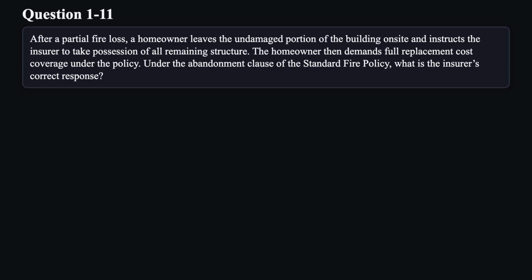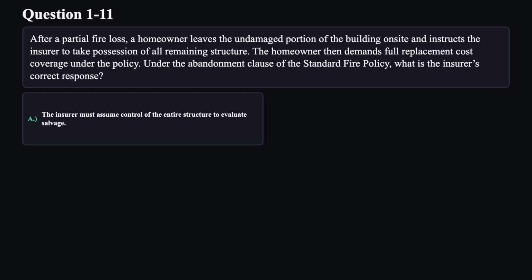Question 11. After a partial fire loss, a homeowner leaves the undamaged portion of the building on site and instructs the insurer to take possession of all remaining structure. The homeowner then demands full replacement cost coverage under the policy. Under the abandonment clause of the standard fire policy, what is the insurer's correct response?